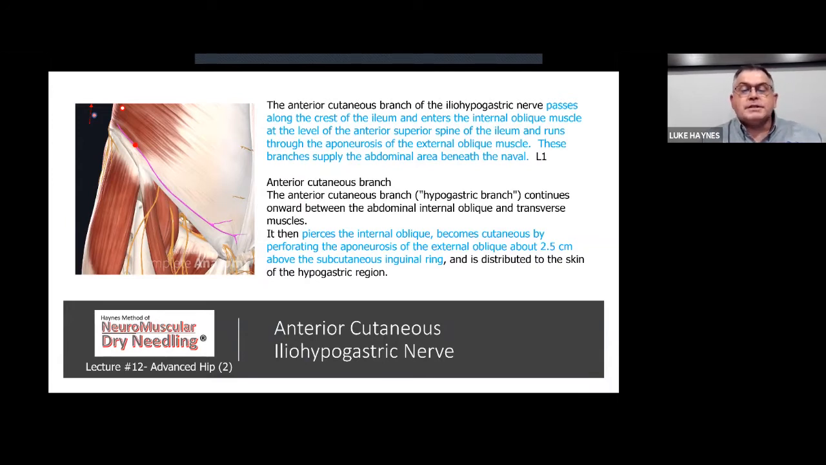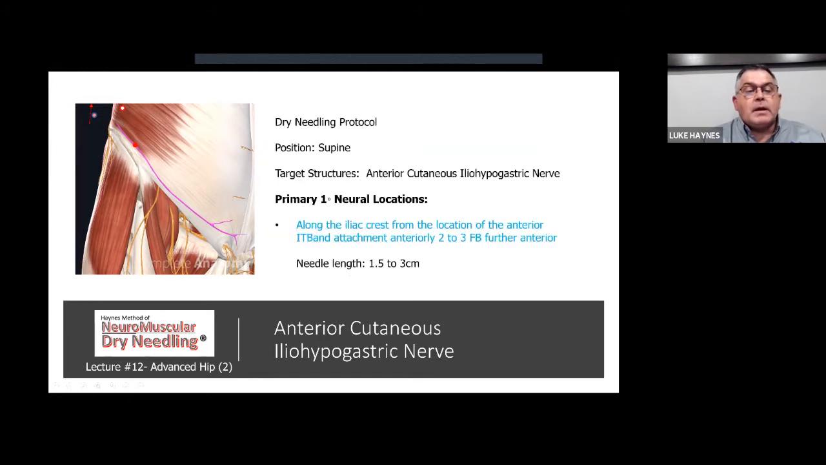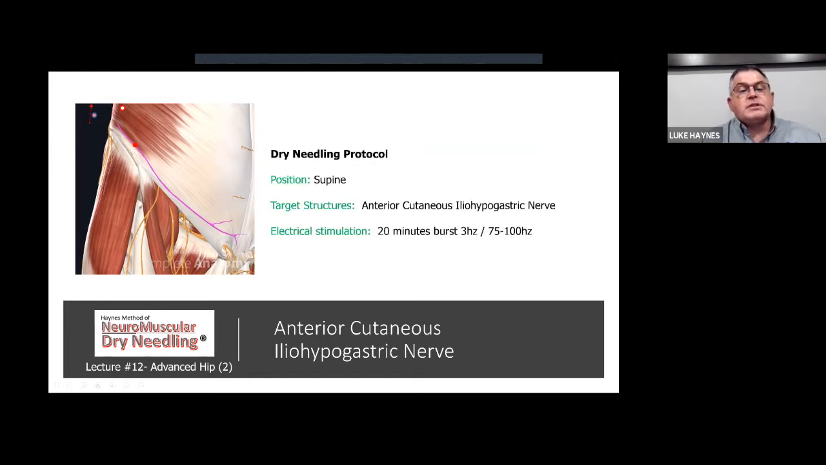It also pierces the internal oblique and becomes cutaneous by perforating the aponeurosis of the external oblique, and that happens about 2.5 centimeters above the subcutaneous inguinal ring. So let me come back here. Our position is going to be supine. Our target structures are that nerve, and we can definitely apply some electrical stim, a low to mid-range, 3 up to 75 to 100 hertz of stim.